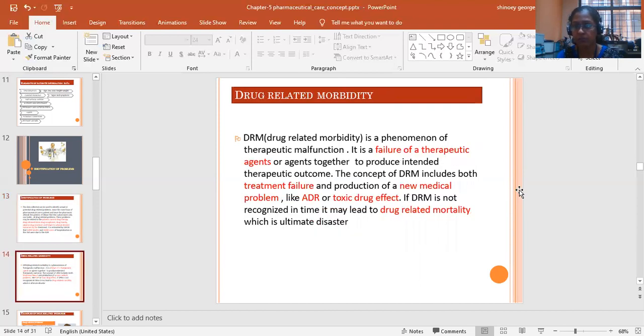Next one is drug-related morbidity, which is a very important problem or a negative effect associated with the usage of drug. Drug-related morbidity is nothing but failure of the therapeutic agents to achieve the desired therapeutic outcome, which includes treatment failure or development of any new kind of adverse drug reaction. Drug-related morbidity, if it is not properly treated, can lead to drug-related mortality, which is an ultimate disaster.